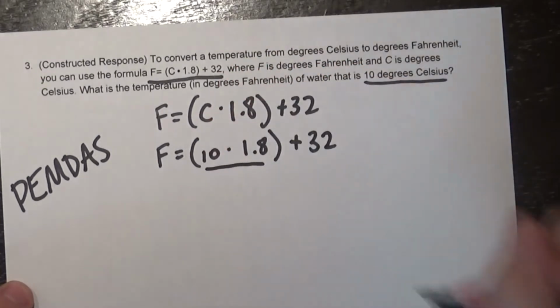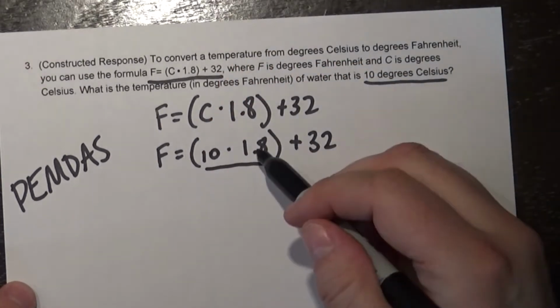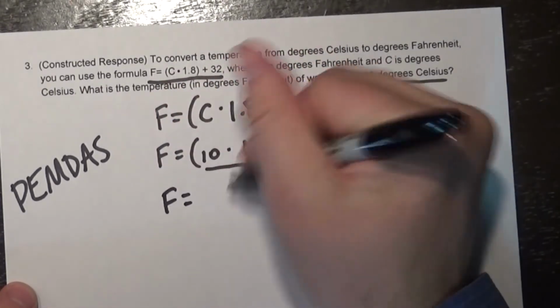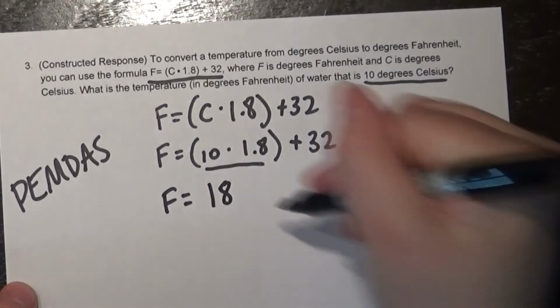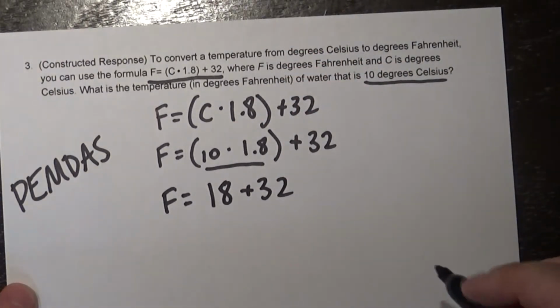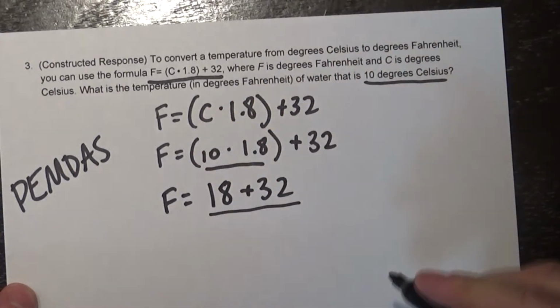So I've got parentheses first. Now 10 times 1.8, I'm just going to take 1.8 and move my decimal over to the right. So I'm going to have F equals 18. I can drop my parentheses at this point. So now I just have 18 plus 32. That's the only thing left to do, so that's what I'm going to do next.